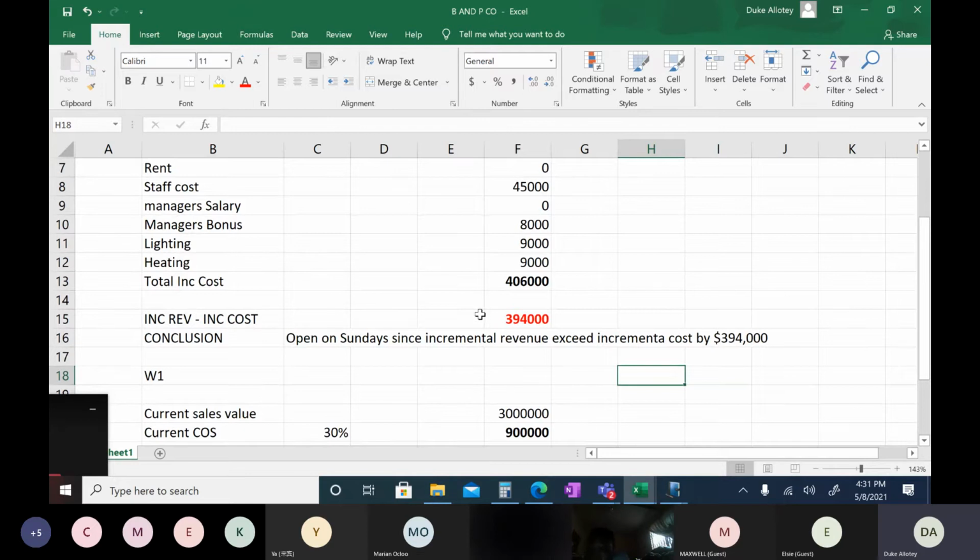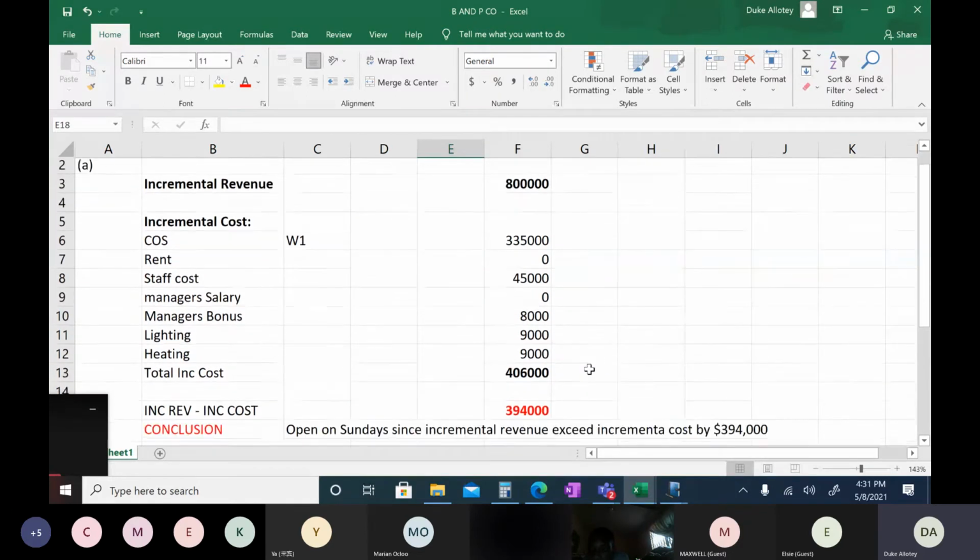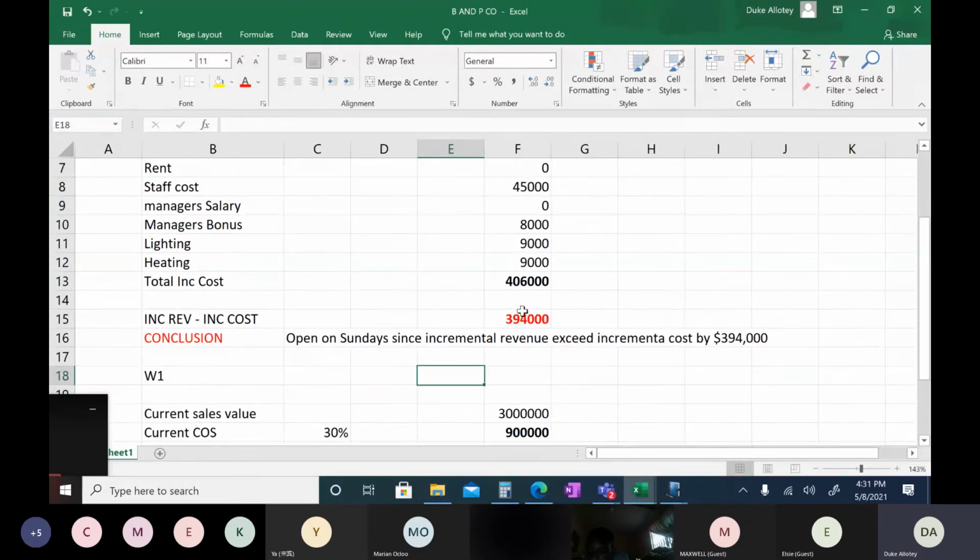Incremental revenue has exceeded incremental cost by this, and based on that, I have drawn a conclusion that Sunday opening is financially justifiable. Now, if you got it wrong and this figure was negative, then you will conclude and you still get a conclusion mark, because based on your wrong figures, it should not be open, and so be it.